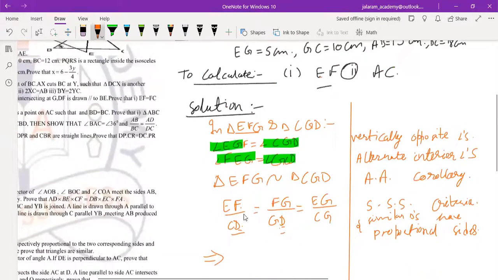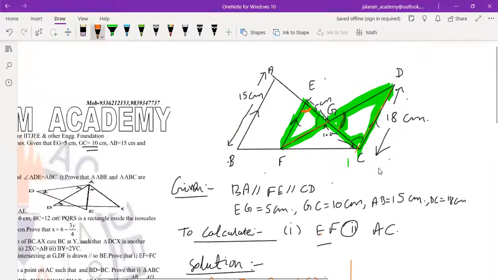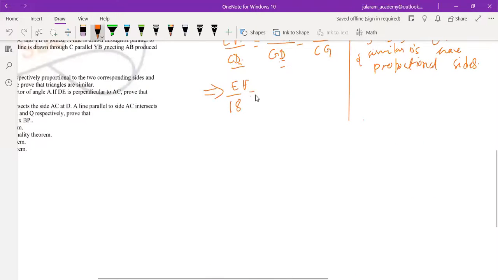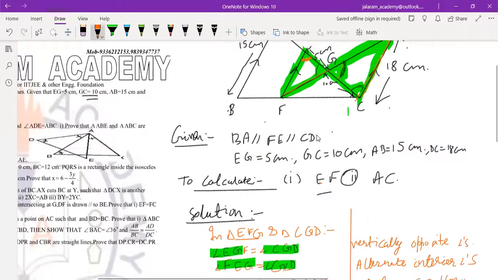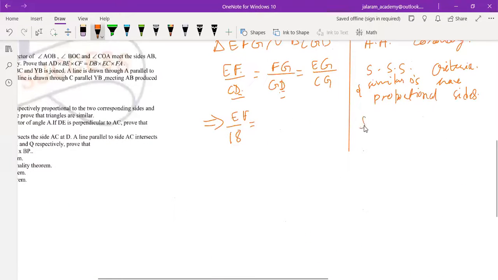It implies, now write the thing which we have to find or which are given. EF we have to find. So write it as it is. Upon CD, is CD given? CD is 18, equals to FG upon GD. Neither FG nor GD is given. So leave it and write taking first and third part only. The second part is useless for this.